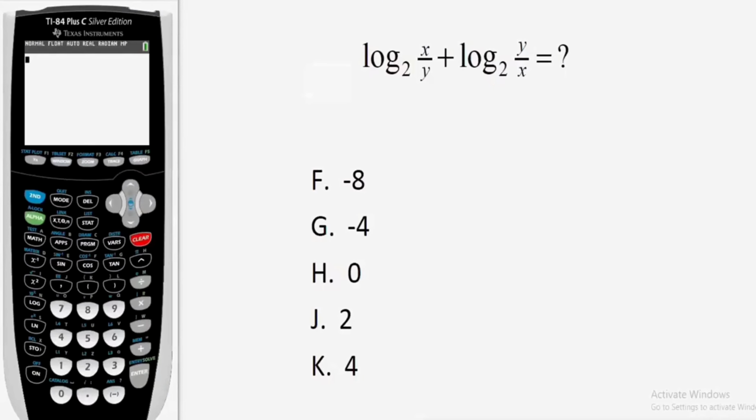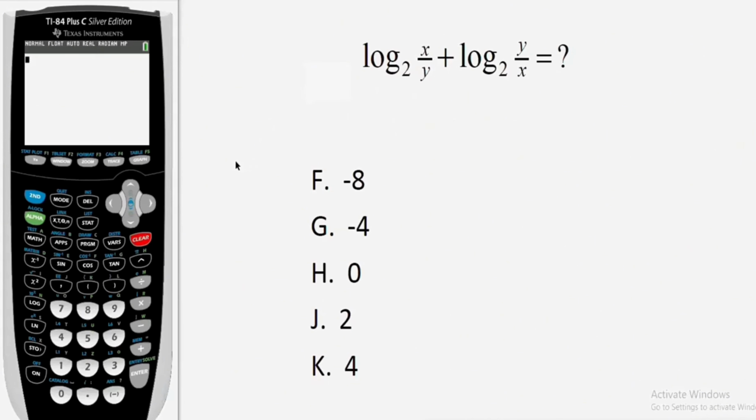In this video, we're going to learn how to solve this ACT math question easily and fast using a TI-84 Plus scientific calculator. The question says we have log base 2 of x over y plus log base 2 of y over x. So we have to simplify this logarithmic expression.